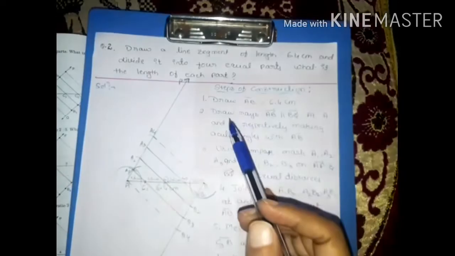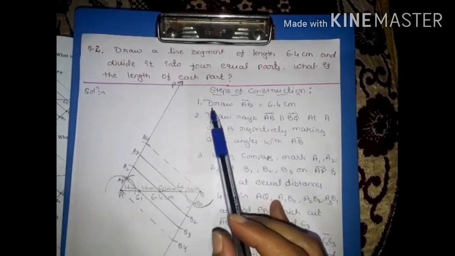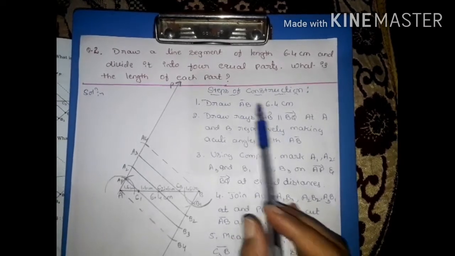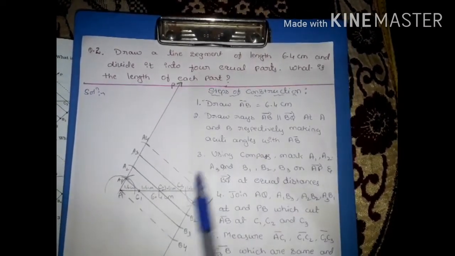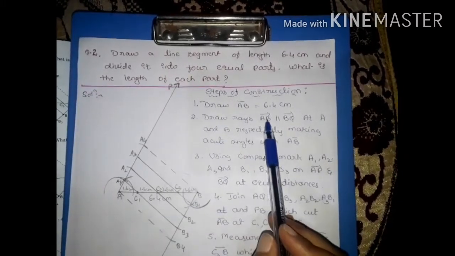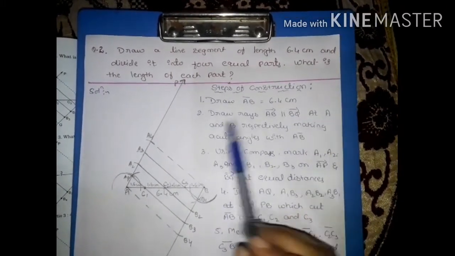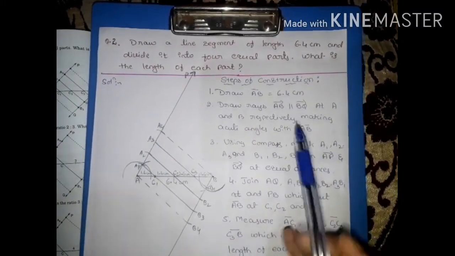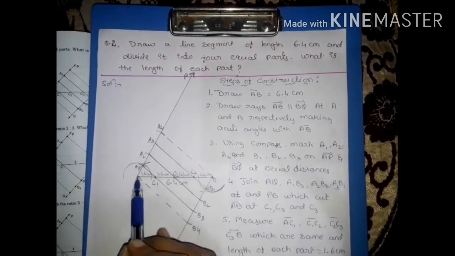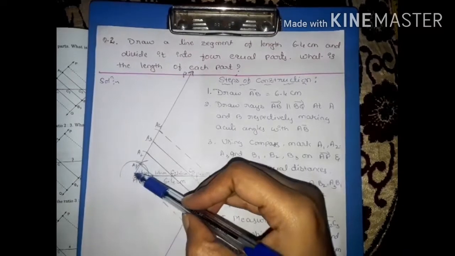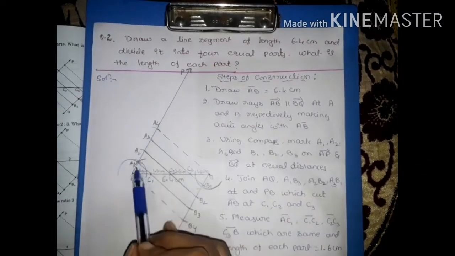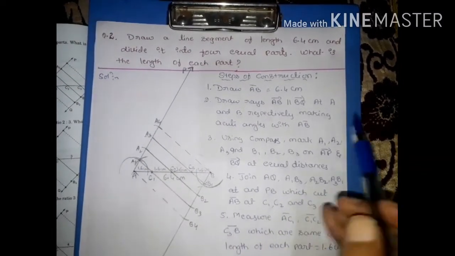Now you have to write the steps of construction. First step, draw AB line segment 6.4 centimeter. Second step, draw rays AP and BQ parallel to each other at A and B respectively, making acute angles with line segment AB. At point A and at point B, construct rays AP and BQ, parallel to each other, by making an acute angle of 60 degrees.